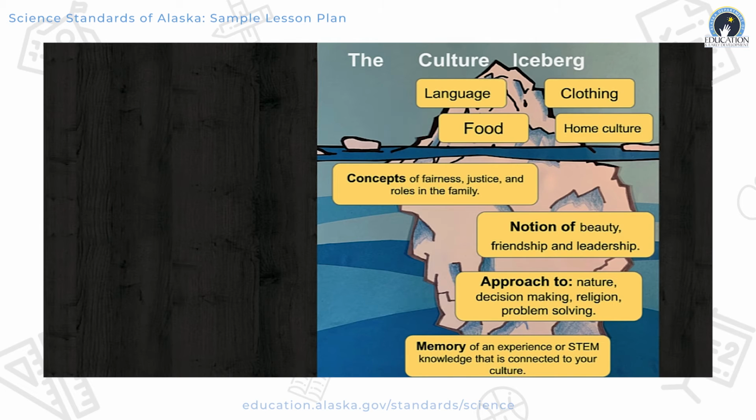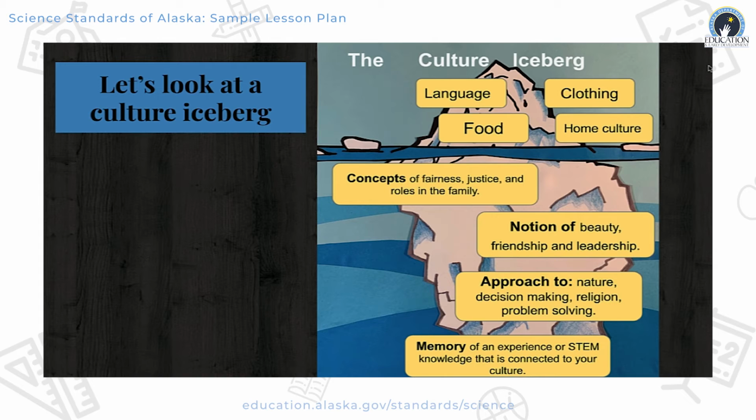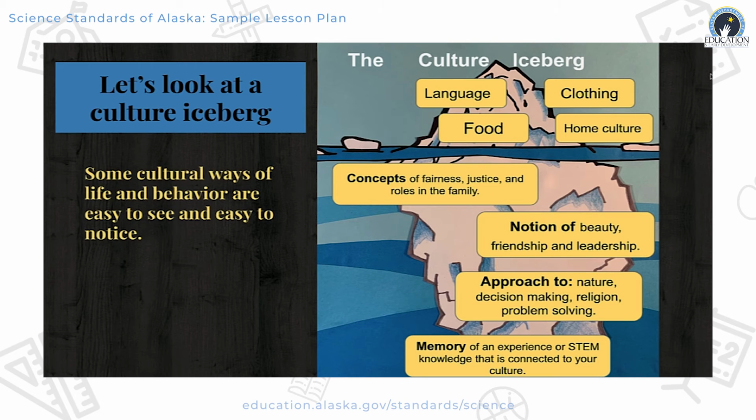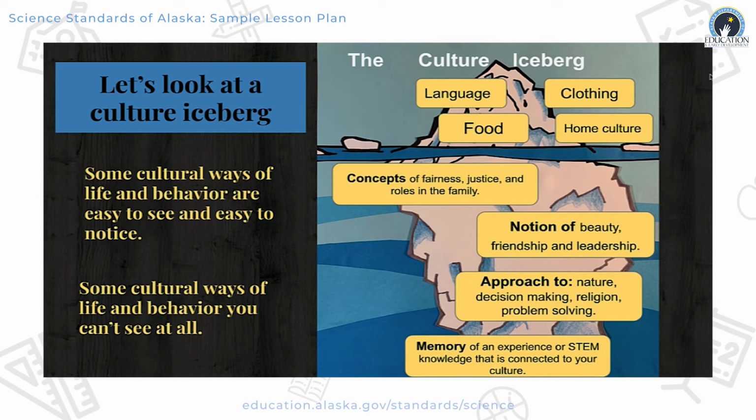And we might use the analogy of an iceberg. There are parts of our identity that are very visible, just like the top part of the iceberg. Some cultural ways of life are easy to see, such as what language do we speak? What kind of clothing and food do we have? And what are some of the cultures at home? But some cultural ways, just like what's underneath this iceberg, underneath the surface of the water, are harder to see.